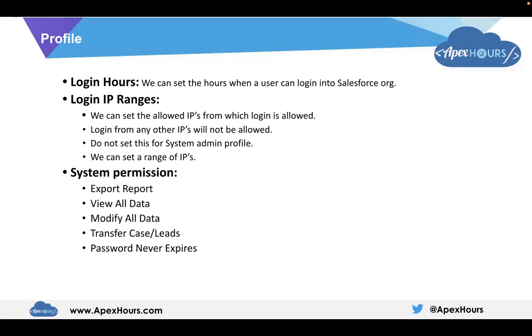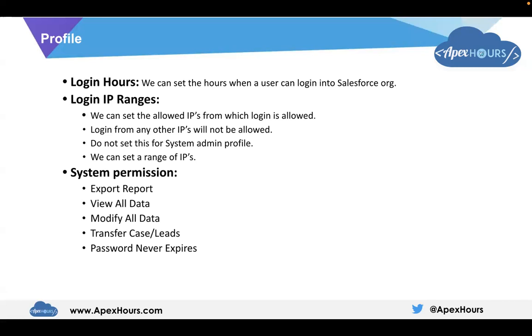It's recommended that we do not set an IP range for a system admin profile. Sometimes what happens is, by mistake, instead of the whole IP range, we just put a specific IP. In that case, if you put that particular IP for the system admin user and you don't have access to that IP, then you will not be able to log in to the system, and will not be able to do any other kind of actions.